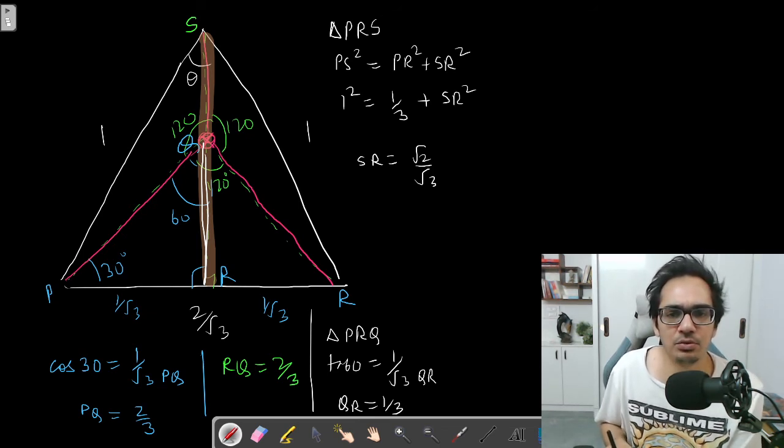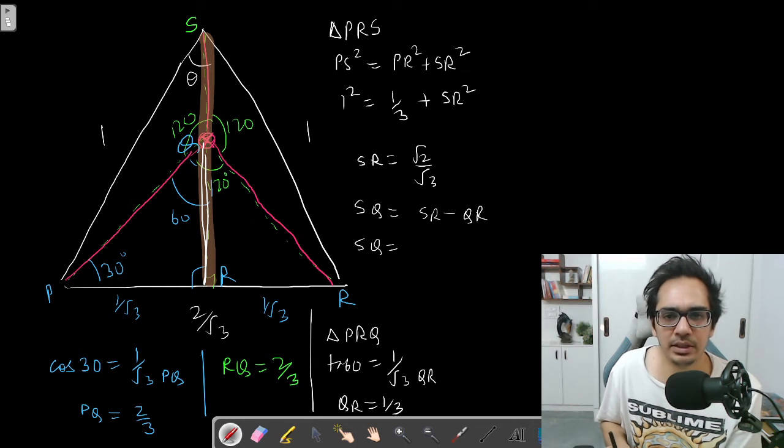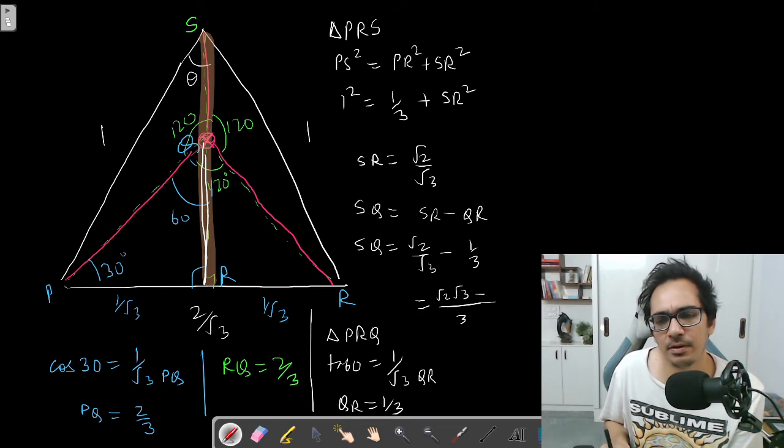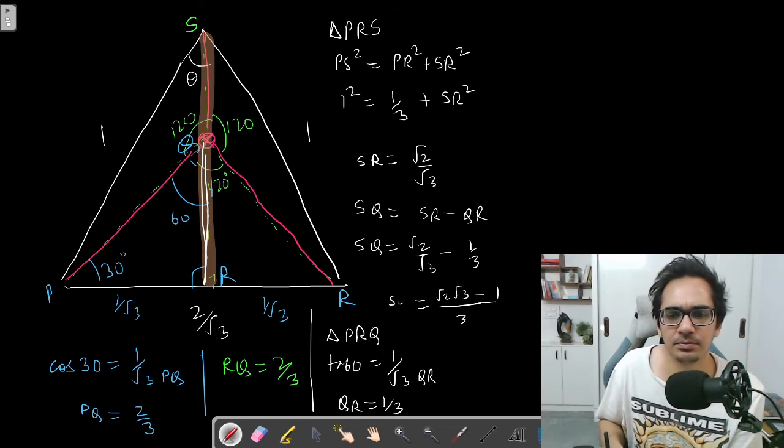SR full length is root 2 by root 3. So what about SQ? SQ is equal to SR minus QR. So SQ is equal to root 2 by root 3 minus 1 by 3. So take 3 as the LCM. So root 2 into root 3 minus 1, over 3. So this is SQ.